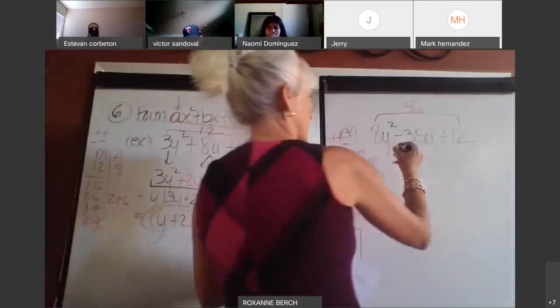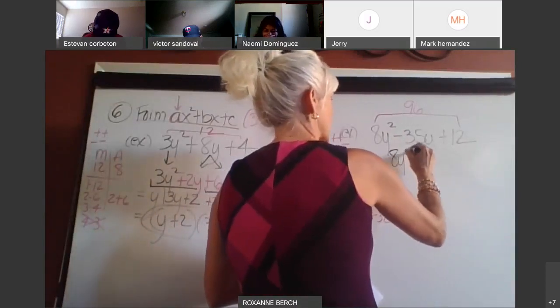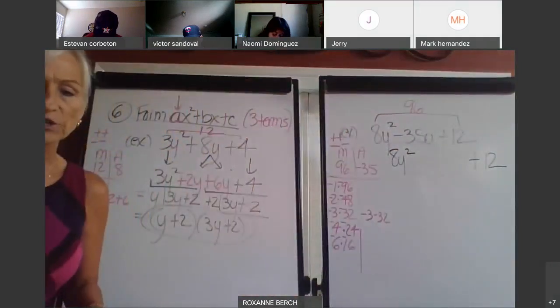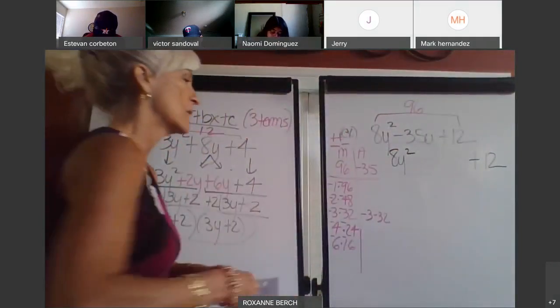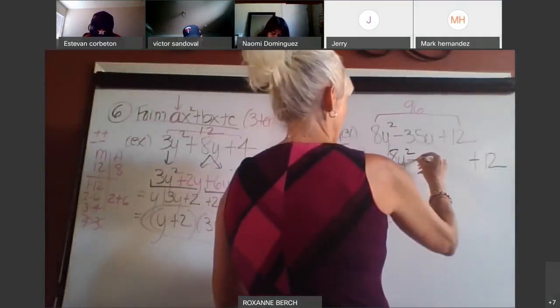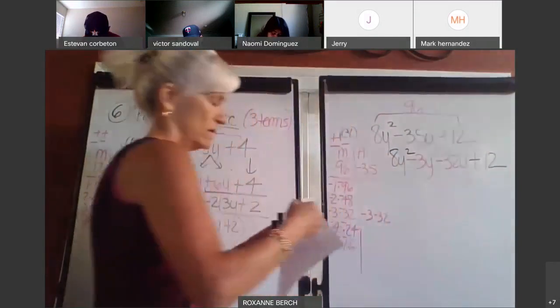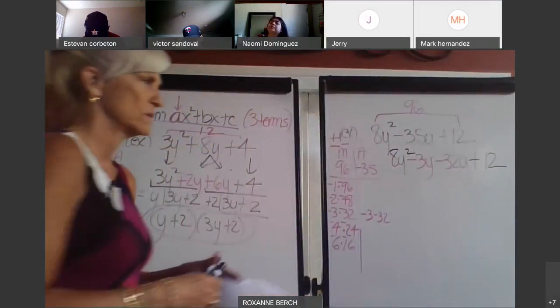So thank goodness we found it. So you're gonna bring down the 8y squared and the positive 12. And you put the factors in for the middle term. So this is gonna be -3y and -32y. And now you're gonna group.